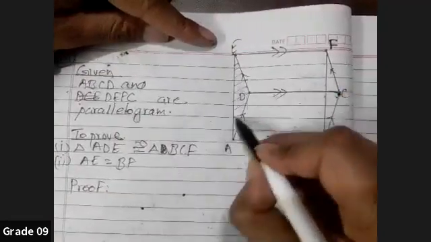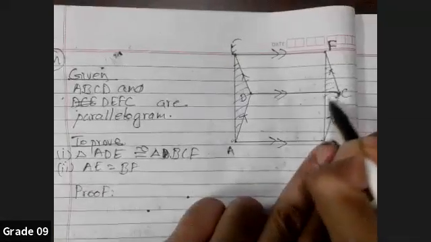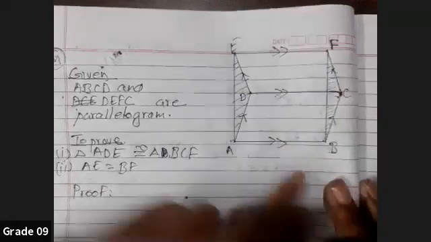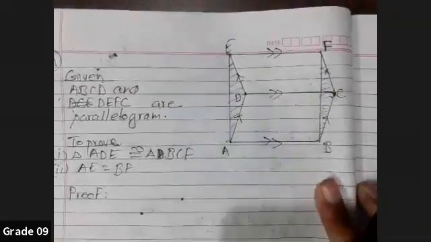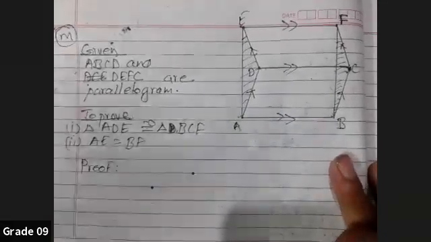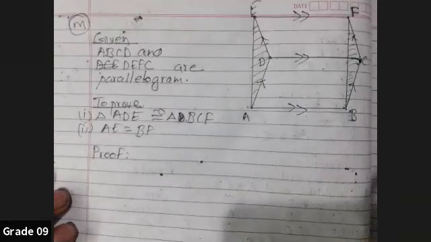So this triangle and this one triangle are congruent. So how can we do that? You can see here there are two triangles. We are going to utilize those properties of the parallelogram. What will happen with the opposite sides of a parallelogram? That property we have to use here.